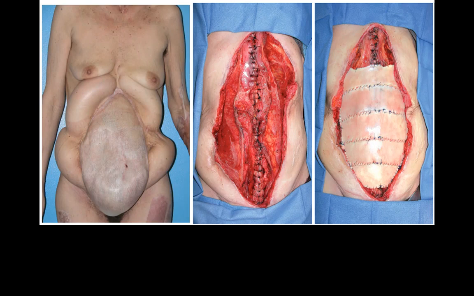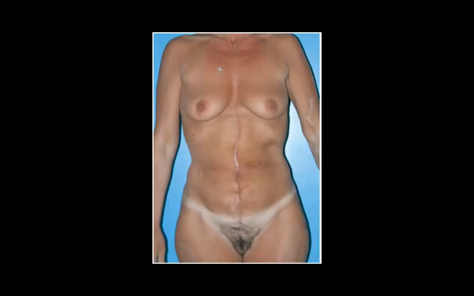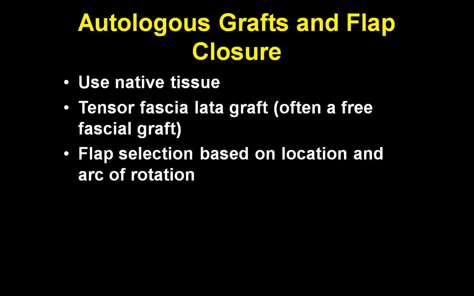This is basically a large defect in the anterior abdominal wall. What they have done is they have put tissue expanders, and later on they have put a graft over there after repairing the muscle, and the graft is placed over there. This is the final picture after surgery.